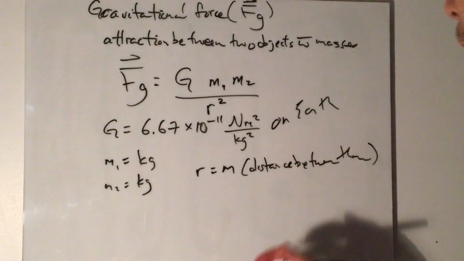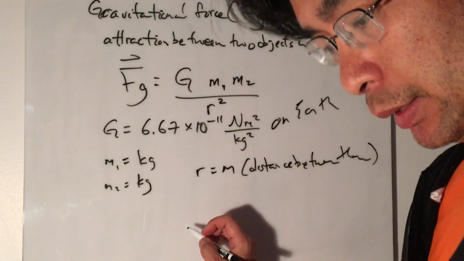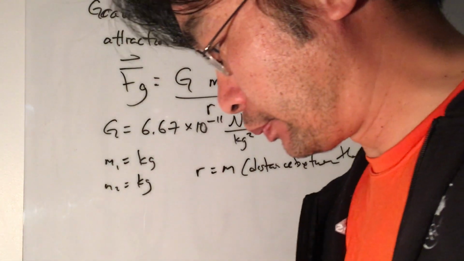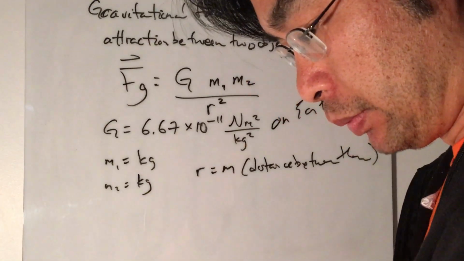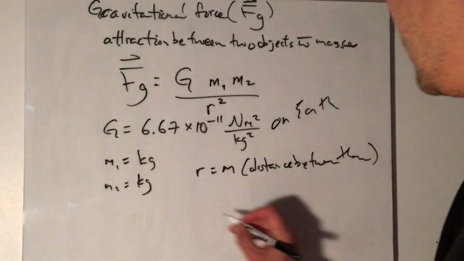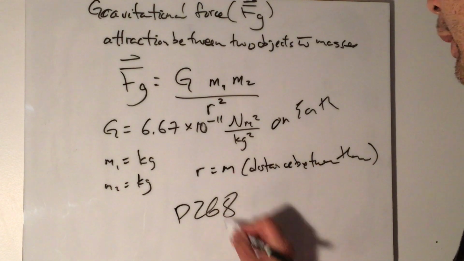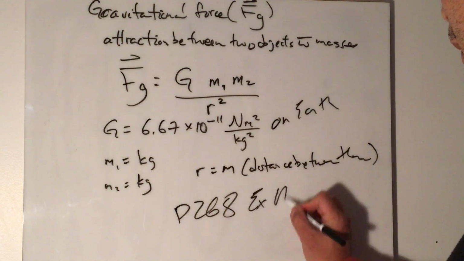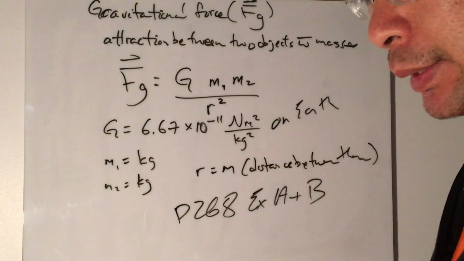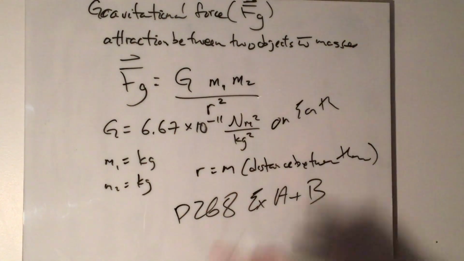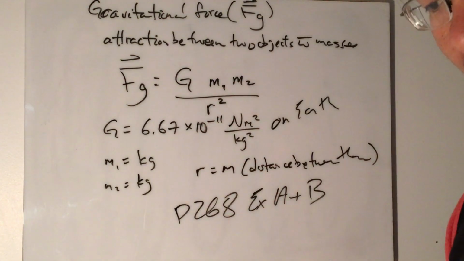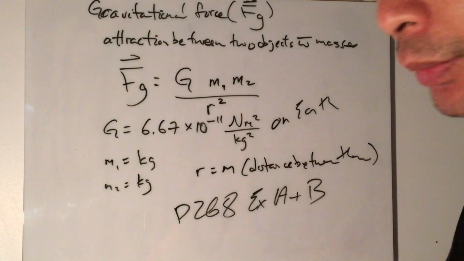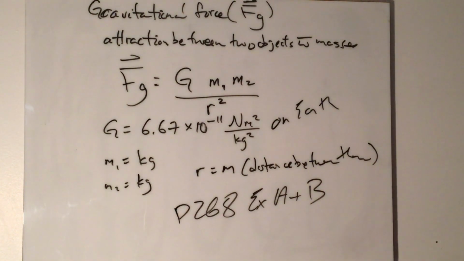Now, in the textbook, on page 268, examples A and B, you'll get to see a couple of calculations that will take you through the steps so that you can learn how to use these. I'm not going to take the time right now to do them because you can see them in the text now that you have access to the text.